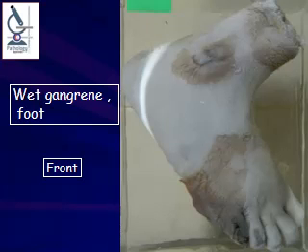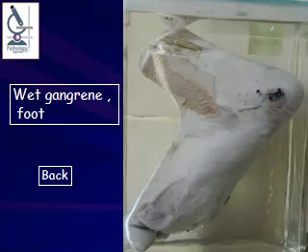Again we have here a foot showing gangrene. The little toe is black in color and mummified, and the skin of the foot is swollen and macerated. The line of demarcation is ill-defined. This is a back view of the same foot, but the lesion is not apparent.